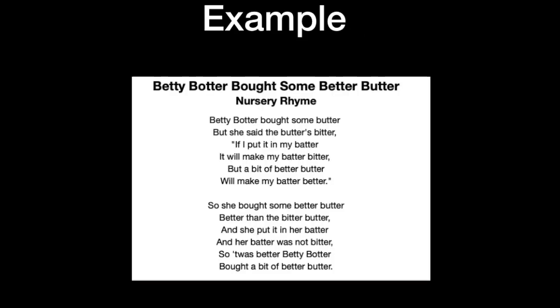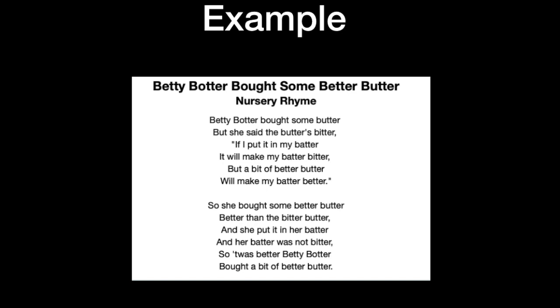So as an example of alliteration, I'm going to read this nursery rhyme and hopefully not mess it up. Let's take a look at it. Betty Botter bought some butter, but she said the butter's bitter. If I put it in my batter, it will make my batter bitter. But a bit of better butter will make my batter better. So she bought some better butter, better than the bitter butter, and she put it in her batter, and her batter was not bitter. So 'twas better Betty Botter bought a bit of better butter.